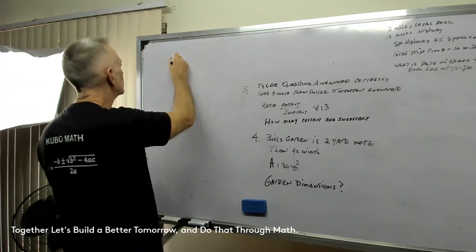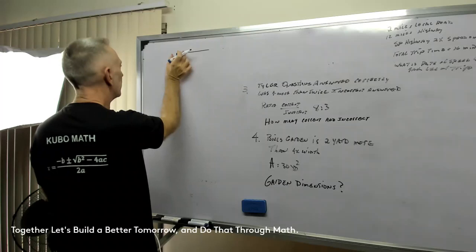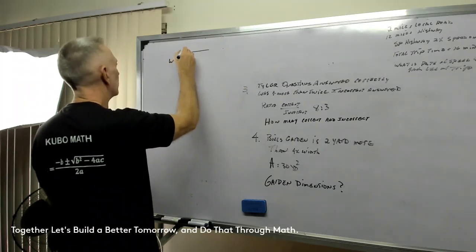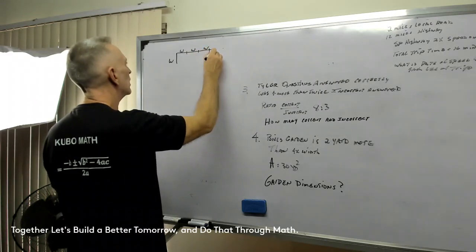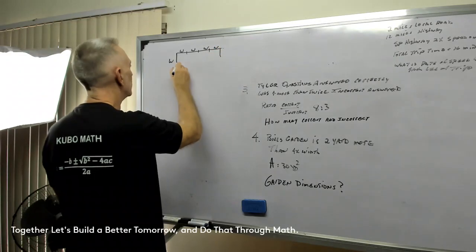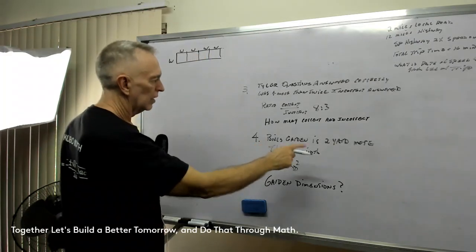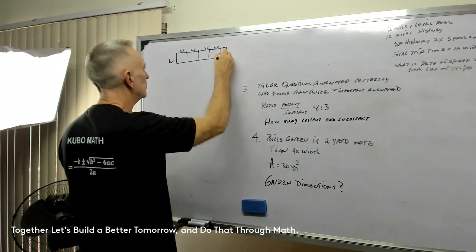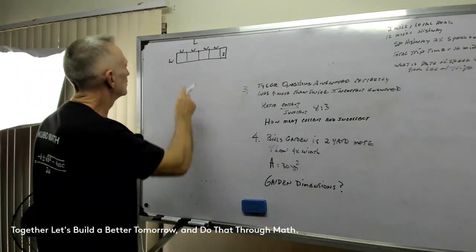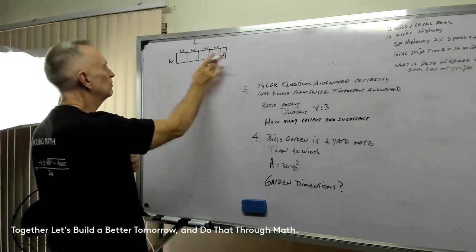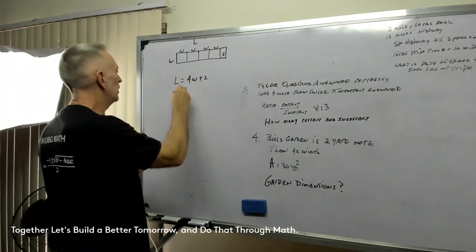same concept as before. If this is my width, it had 4 widths. 1, 2, 3, 4. Plus 2 yards. And that's the length of my garden. So what does that mean? The length is 4 times the width plus 2. Length equals 4 times the width plus 2. And the width just equals the width.